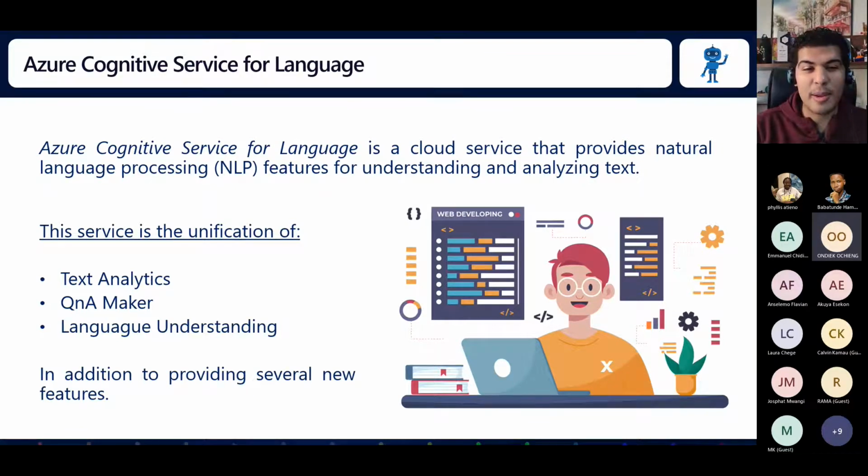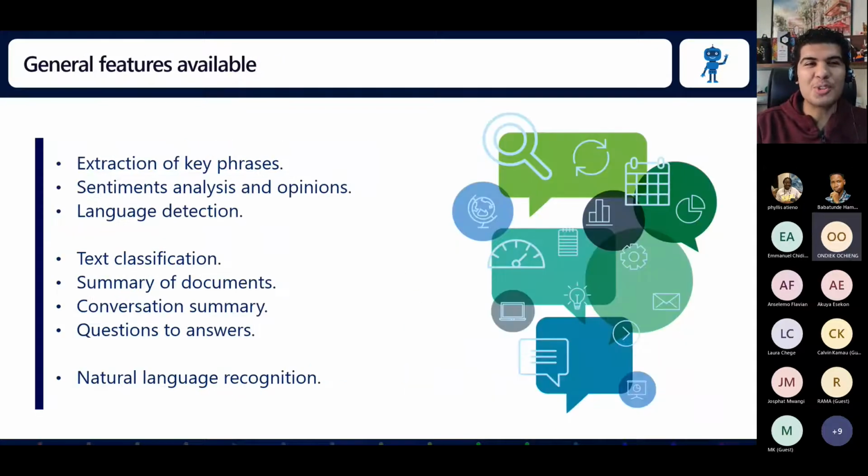launched at the last Microsoft Build. And now we can consider many options and features in this service. So, for example, we can consider extraction of key phrases in text, sentiment analysis and opinion mining, for example to see if a text is positive or negative. Also language detection, and we can consider as well text classification or summarization of documents.